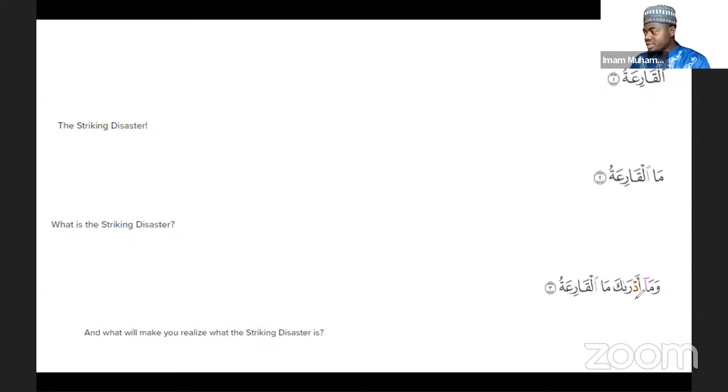Wa ma adraka. So this is a dal with qalqalah. There's a ra with an alif. Wa ma adraka mal-qari'ah. You see the ta al-marbuta, I'm converting this to a ha. Mal-qari'ah.